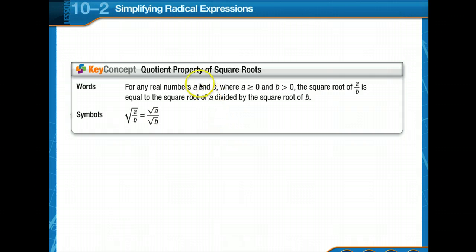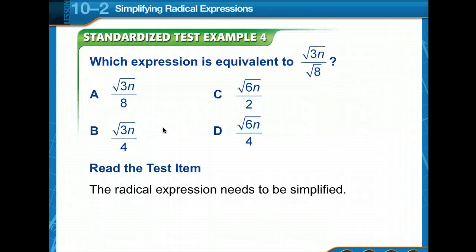Now let's talk about what we do when we're dividing them. The square root of a divided by b is the same thing as the square root of a over the square root of b. So here's a standardized test example. We've got the square root of 3n over the square root of 8.